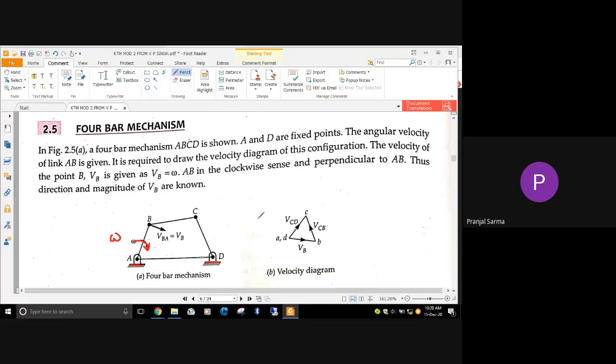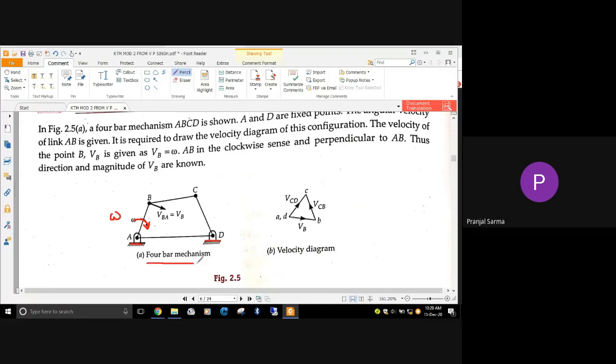Now how to start? While starting the velocity diagram, definitely we need the configuration diagram of the mechanism. Sometimes the configuration diagram might be directly given, a particular mechanism will be shown, and from there you have to draw the velocity diagram and do the analysis. And sometimes for standard mechanisms like the slider crank mechanism, shaper mechanism, four-bar mechanism, etc., the configuration diagram might not be given, and directly you might be asked.